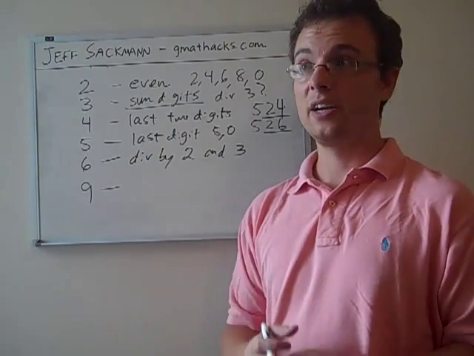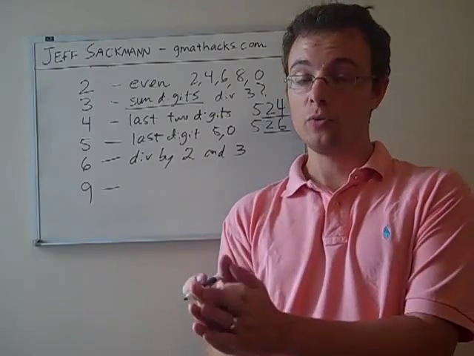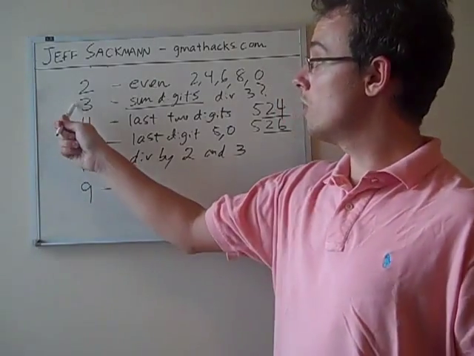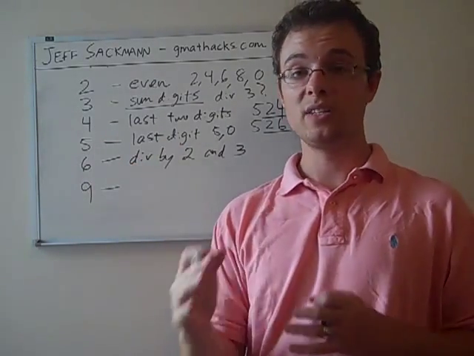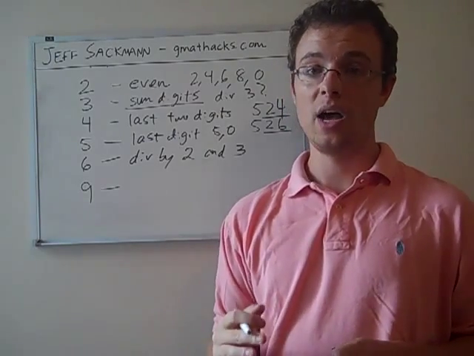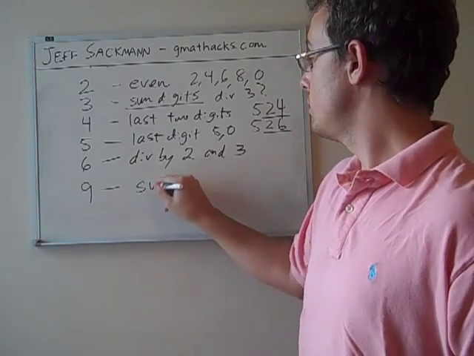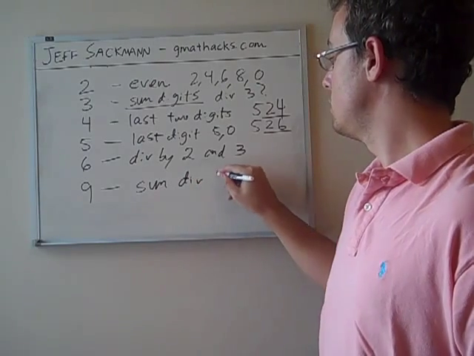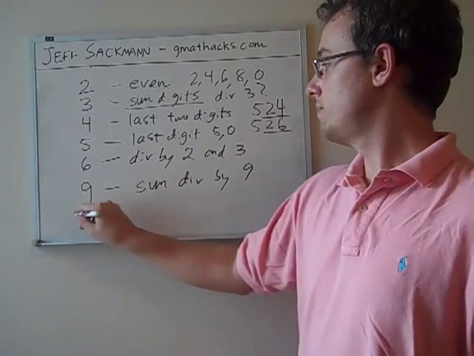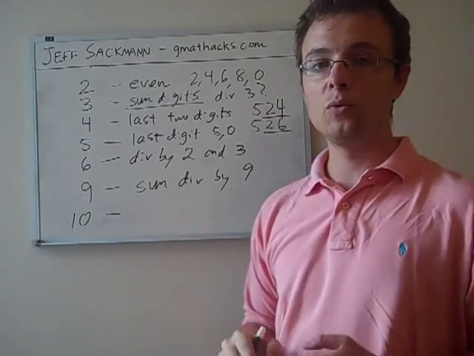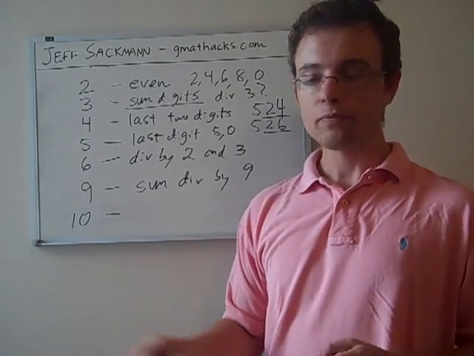But take a number like 33. 33 is divisible by 3, so it would work up here. But 3 plus 3 is 6. 6 is not divisible by 9. So the sum must be divisible by 9. Similar rule, slightly different last step.